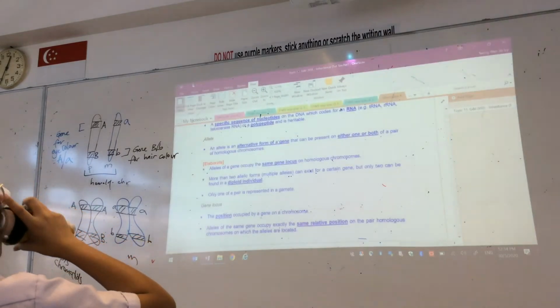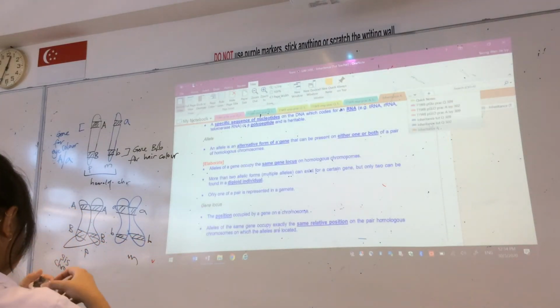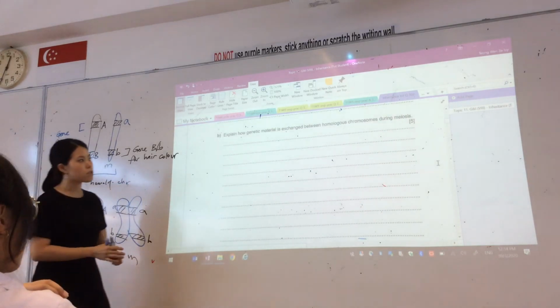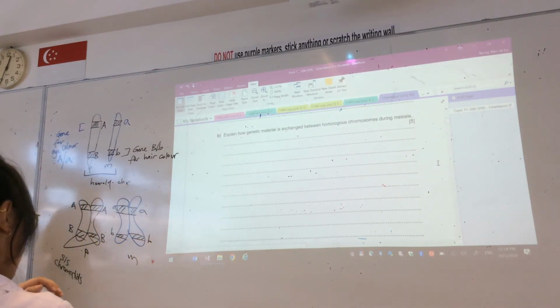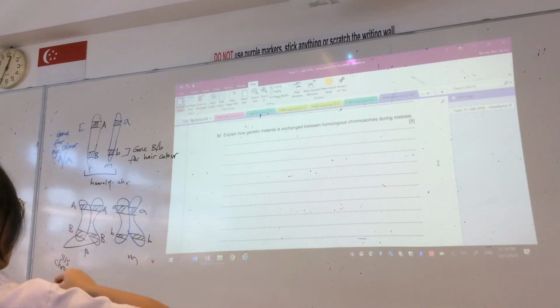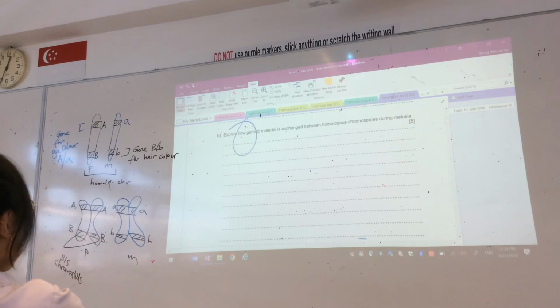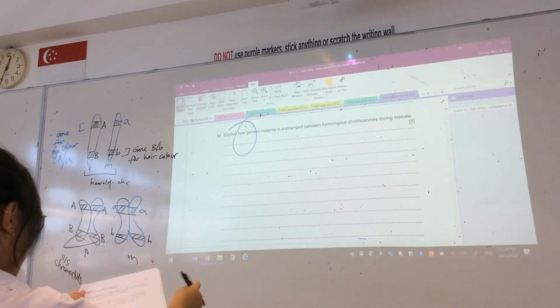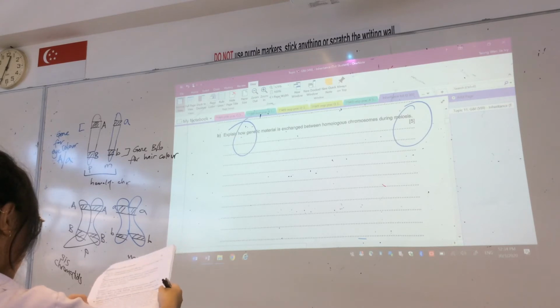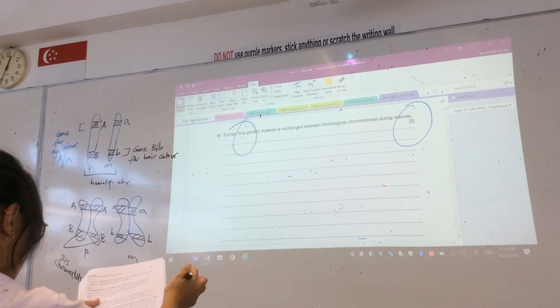Now, the next question that I will be looking at is, how can genetic material be exchanged between homologous chromosomes during meiosis? So this is my homologous chromosome. During meiosis, how can I exchange genetic material? Crossing over. Now, this is 5 marks. So you're going to break up crossing over into 5 steps to give me 5 marks. Step number 1, what must you say?